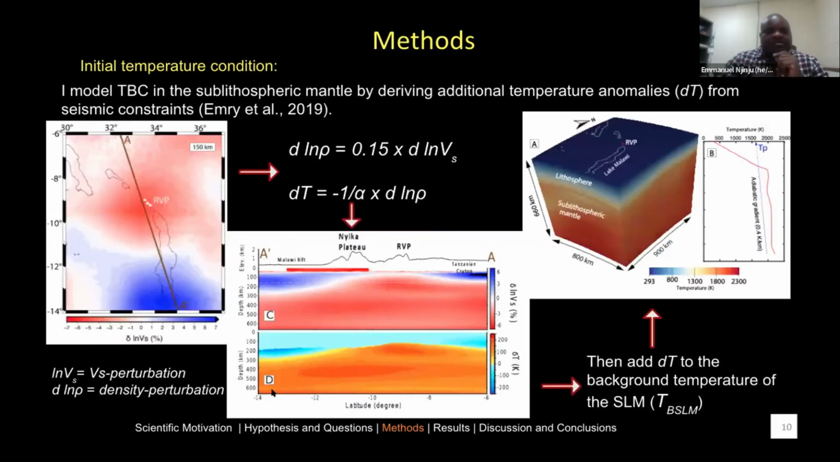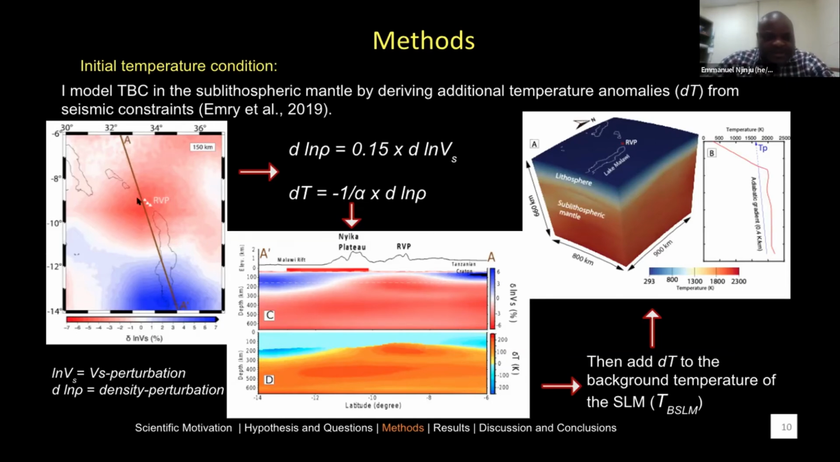Now, the most important point in this study, and where the study actually gets its name, is how we constrain the excess temperature in the sublithospheric mantle, using shear wave velocity perturbations from the Emry et al. model. So the first figure you see here is a depth slice at 150 kilometers for the shear wave velocity perturbation derived by Emry et al. in 2019 from ambient noise in Africa.